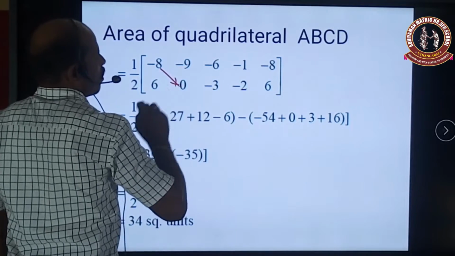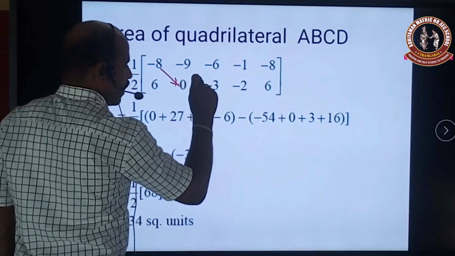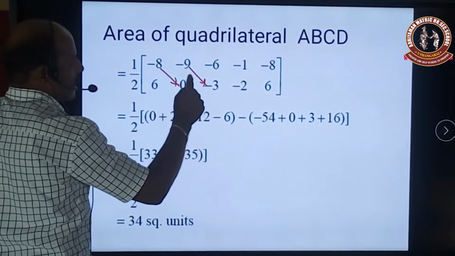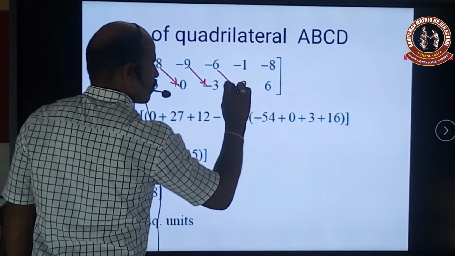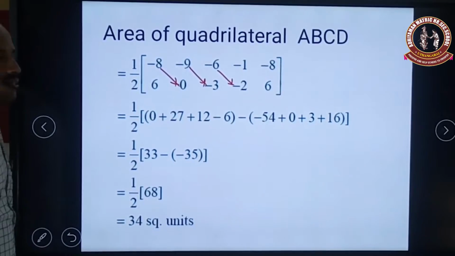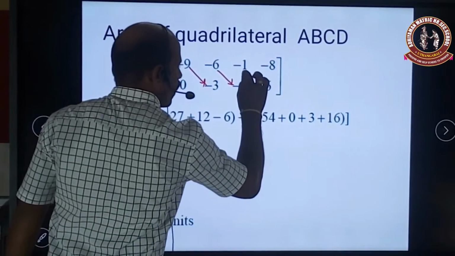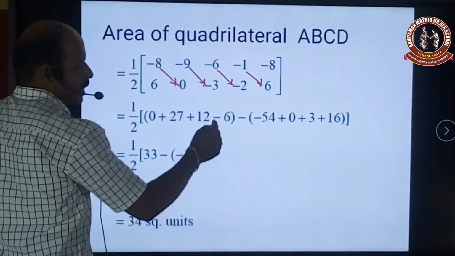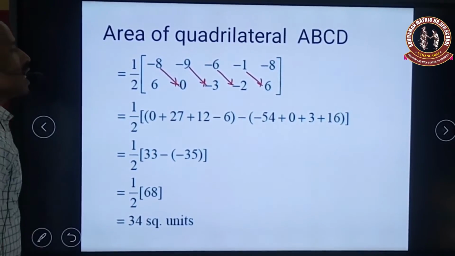First one, minus 8 into 0 equals 0. Second one, minus 9 into minus 3, minus into minus is plus, 9 into 3, 27. Next, minus 6 into minus 2, minus into minus is plus, 6 into 2 equals 12. Next, minus 1 into 6 equals minus 6. Okay, complete the down arrow.